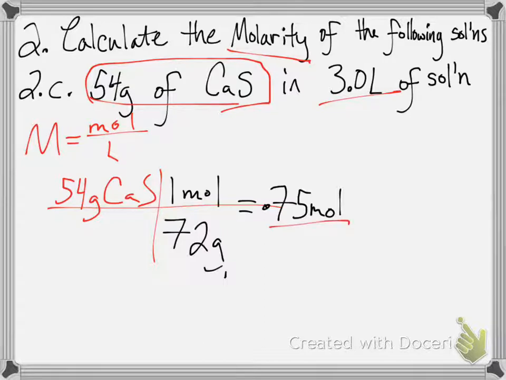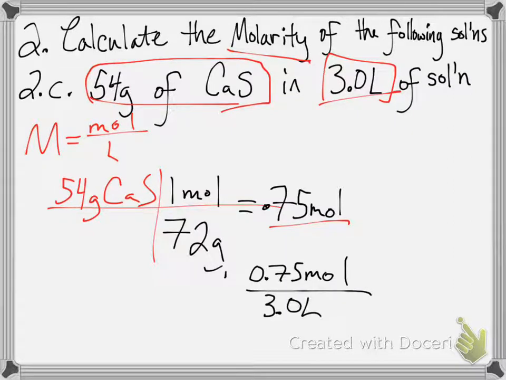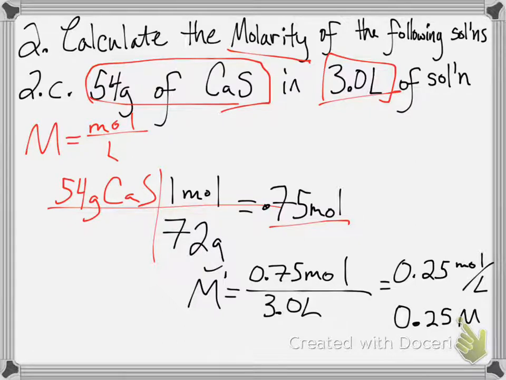I now have moles, and in the question I already have liters. So now I just plug all those in, and I should get my molarity. So 0.75 mole divided by 3 liters, because that's what molarity equals. And I get 0.25 moles per liter, or I can write it as 0.25 molarity or molar. Either one of these works.